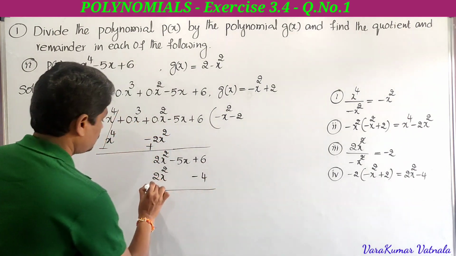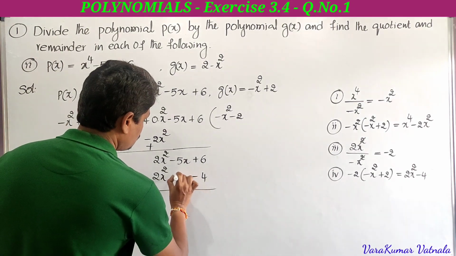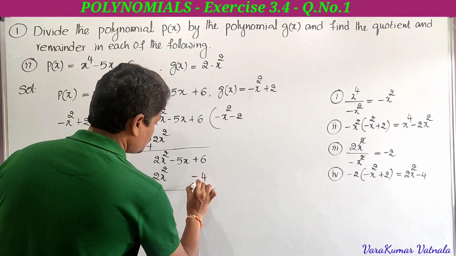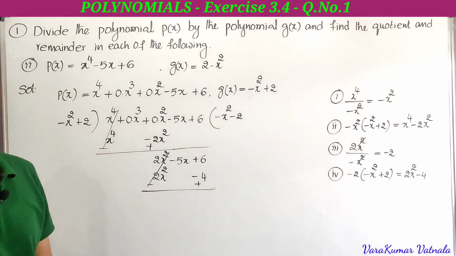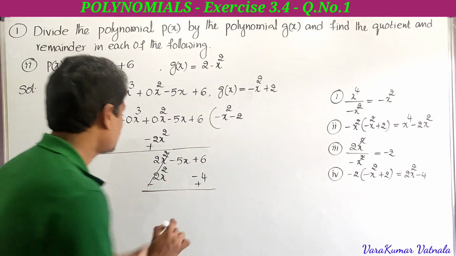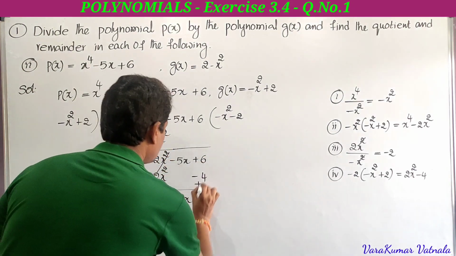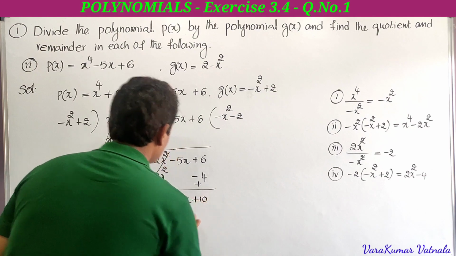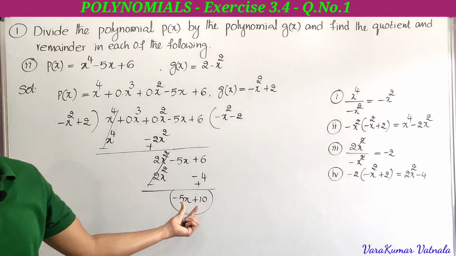So now subtract, so plus becomes minus. Here there is no x term. Here minus becomes plus. Plus 2x square minus 2x square gets cancelled. Minus 5x, write as usual. Here plus 6 plus 4 is plus 10. So here minus 5x plus 10 is the remainder.